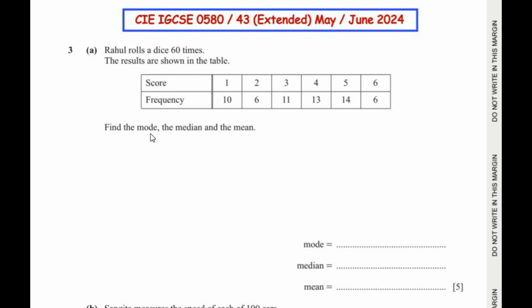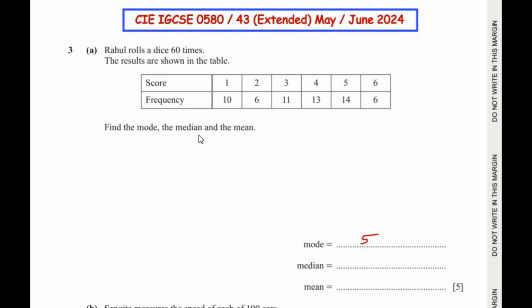Now to find the mode, we are going to look at the frequency, and the frequency which is the highest gives us the mode. That is, here the frequency 14 is the highest number and the score representing this frequency is 5. So the mode is going to be 5 because its frequency is the highest among all.